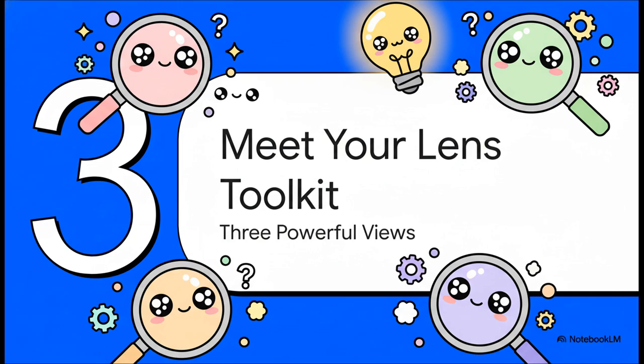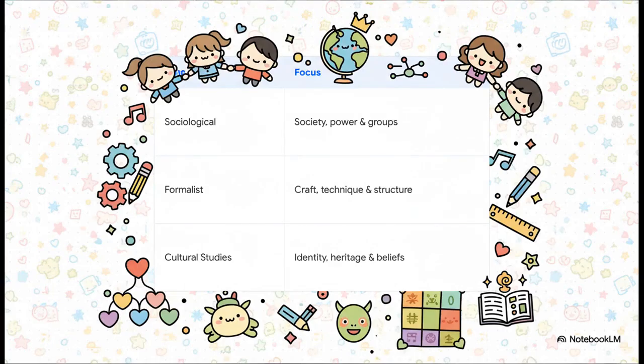Okay, so first up, we've got the sociological lens. This one's all about looking at society, power structures, and how groups interact. Then there's the formalist lens. This is for the artists and writers out there. It focuses on the craft. The structure, the technique, the specific choices the creator made. And finally, the cultural studies lens. This one helps us explore things like identity, heritage, and cultural beliefs.